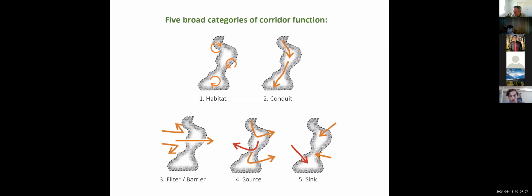The next functional category is that corridors can be a source or origin point. A corridor functions as a source when it releases organisms and materials into the adjacent matrix. Corridors are often considered to be sources of weeds and pest species of wildlife, particularly if it's a disturbance corridor, right?